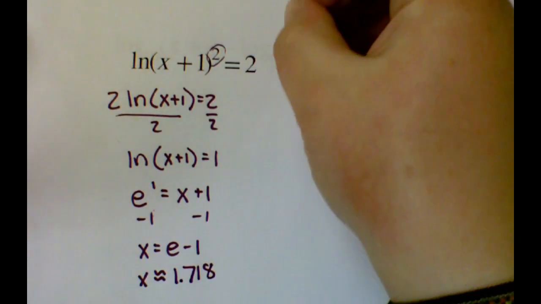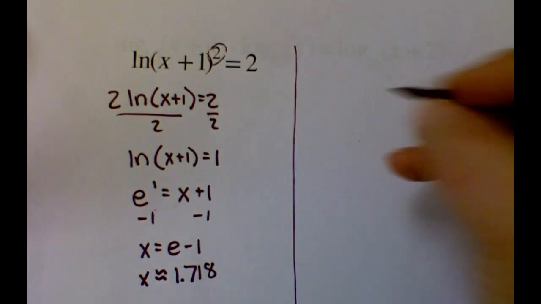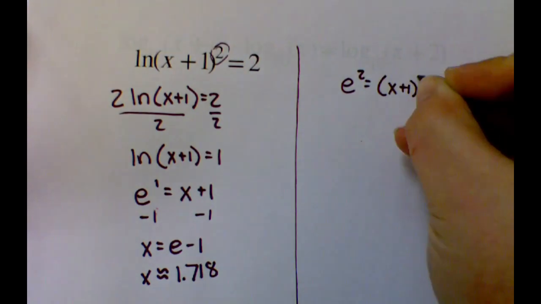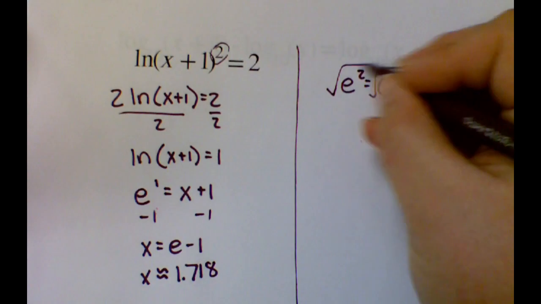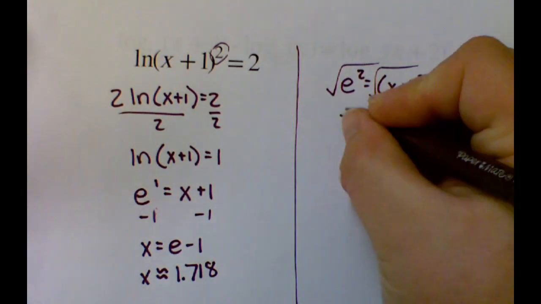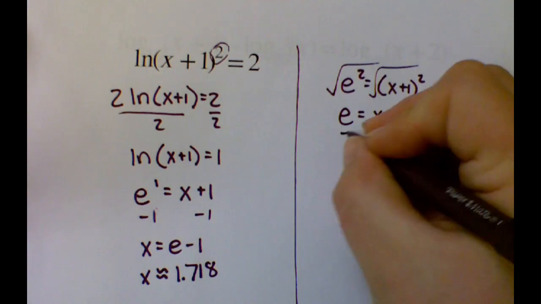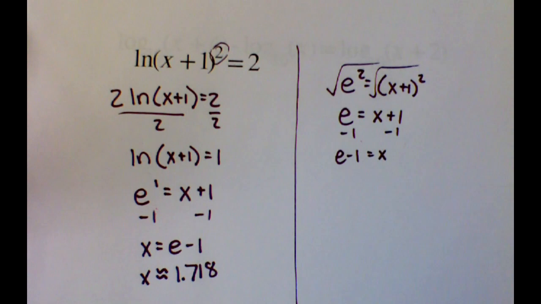Now there is another way you could have done this. You could have gone straight to e to the second power equals x plus 1 squared. Well, then you'd have to square root both sides. And you're going to get e equals x plus 1. And look at that, we're going to subtract 1 and get e minus 1 equals x. All depends which way you see the problem.